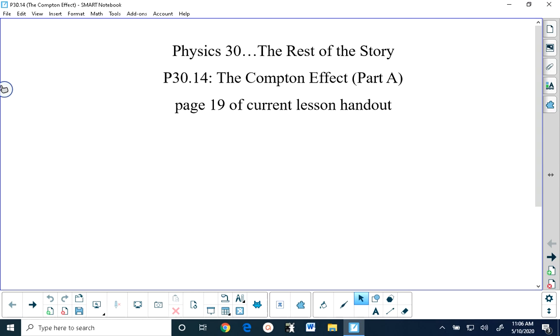What we're doing this week is finishing up with the current lesson handout. We're going to be looking at the Compton Effect today and Wednesday, and today we're doing Part A, which is just kind of a preliminary to the Compton Effect, and then on Wednesday we will finish it up with Part B.